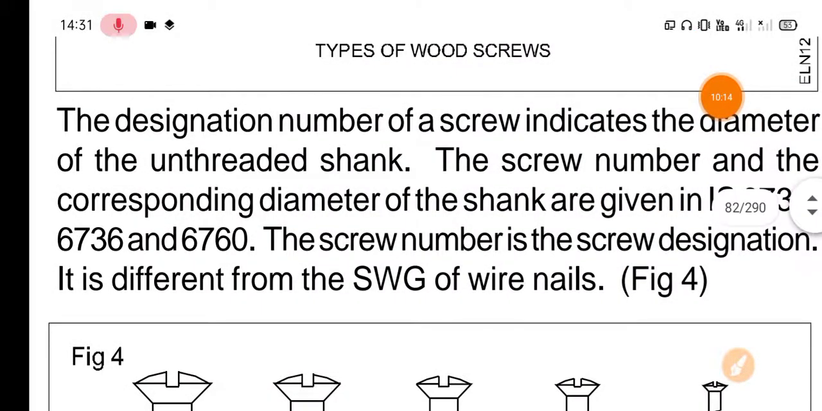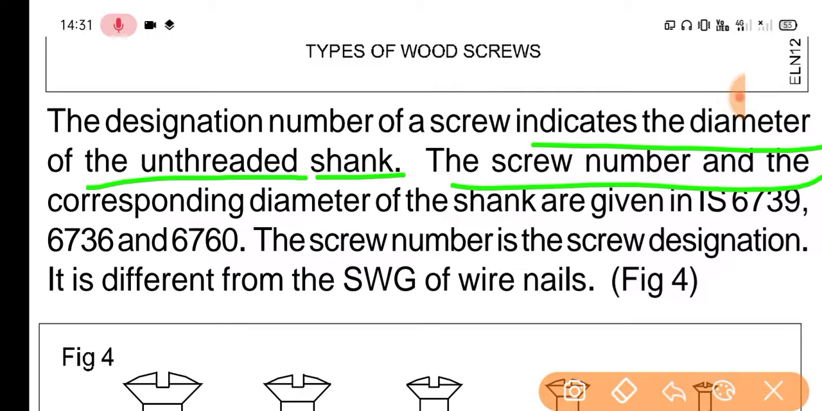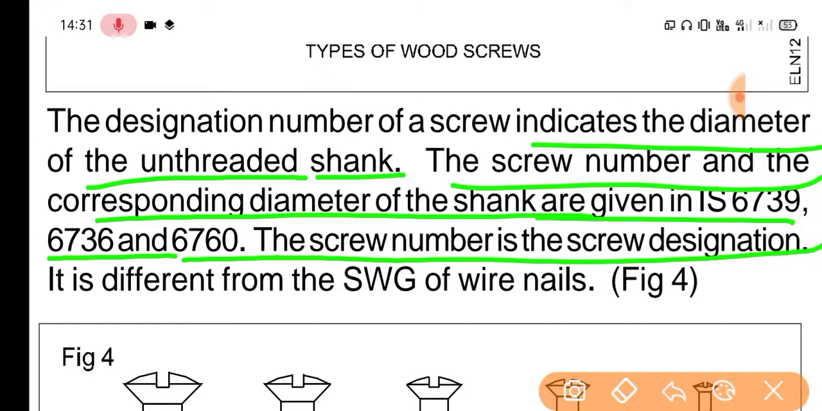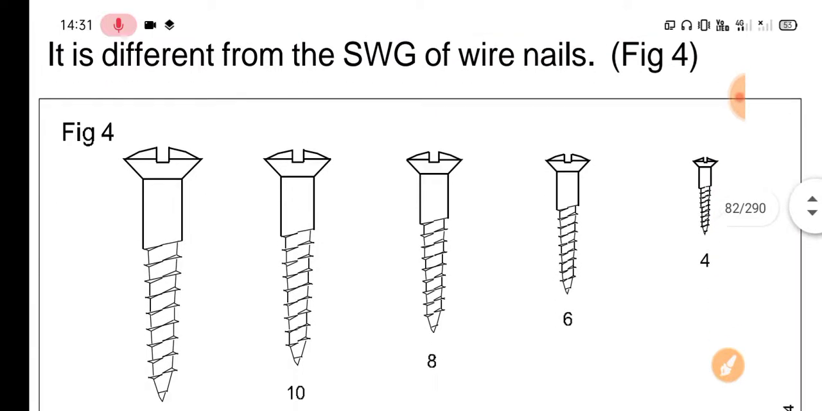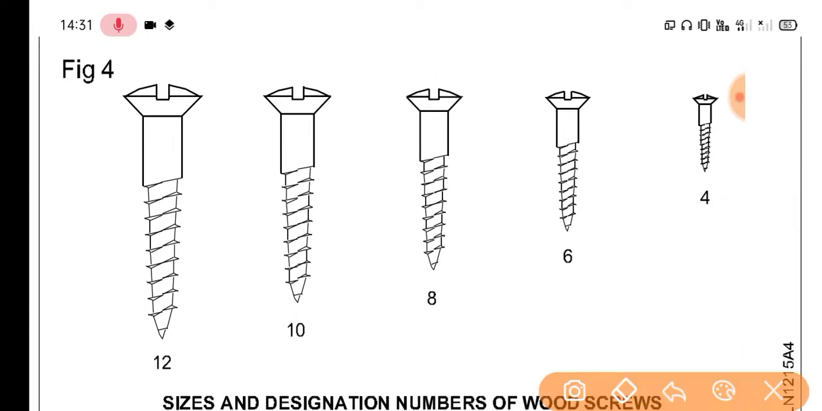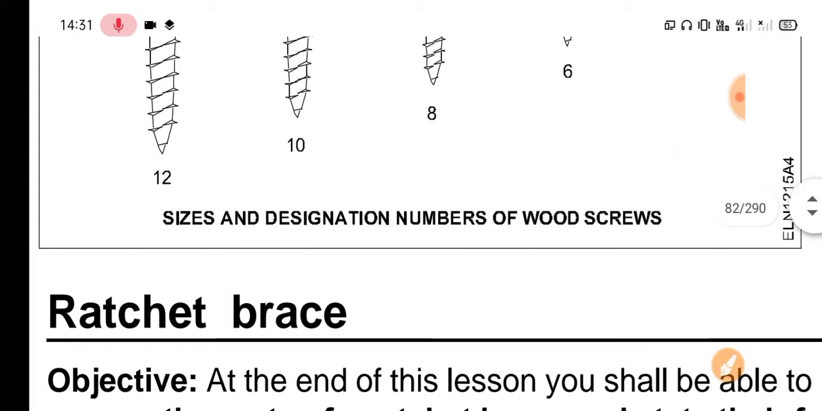The designation number of a screw indicates the diameter of the unthreaded shank. The screw number and the corresponding diameter of the shank are given in IS 6736. The screw number is the screw designation. It is different from the SWG of wires, as given in picture 4. The size and designation number of wood screws.